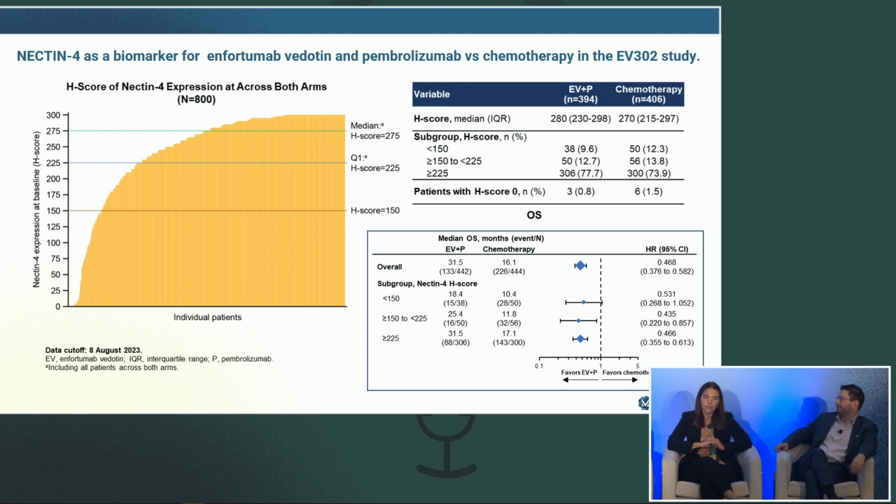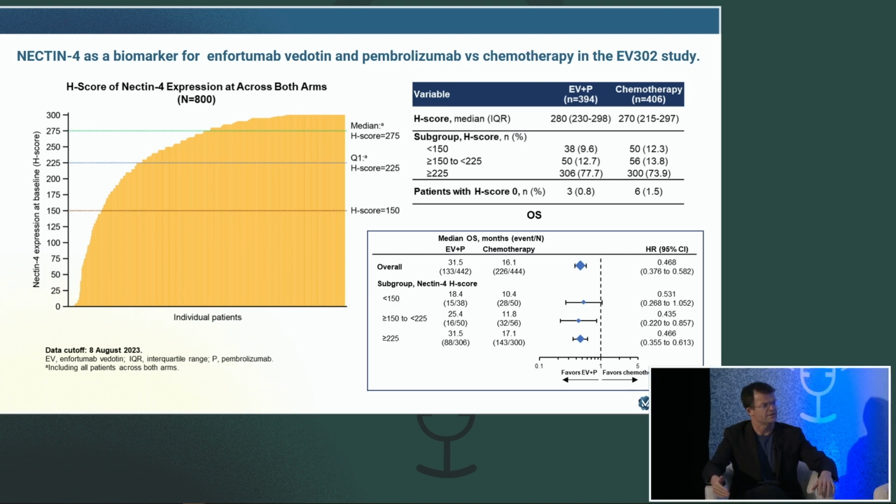Nectin-4 is expressed in almost all urothelial cancer patients. The H score is out of 300, so if you've got 100% of your cells staining at 1+, you get a score of 100, at 2+, 200, at 3+, 300. So to score 300 is actually quite difficult. It means all the cells staining a lot. If only half are staining a bit, you get about 150. And here the median is 150.